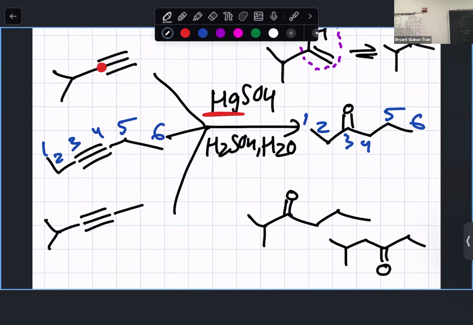These are different from each other, with different connectivity. These are constitutional isomers of each other. Because if you put your carbonyl here, you get this. If you put your carbonyl on this carbon, you get this product. This carbonyl is closer to the isopropyl group, and this carbonyl is further away from the isopropyl group. Okay, so that's why they're different.